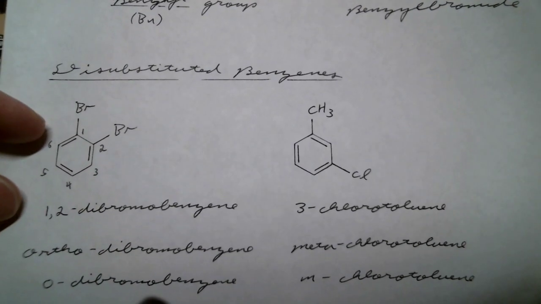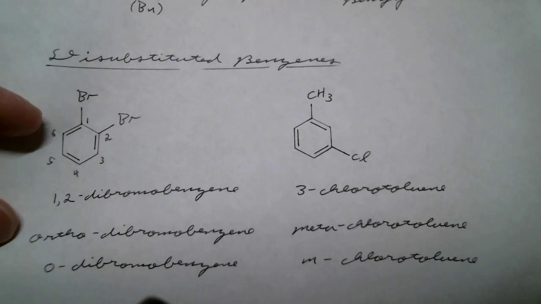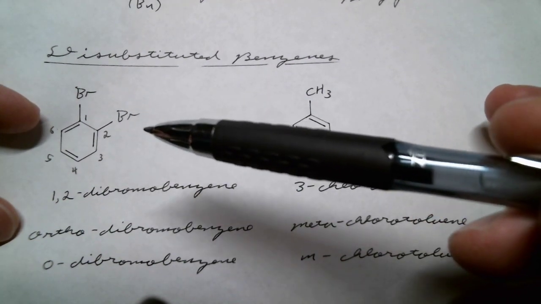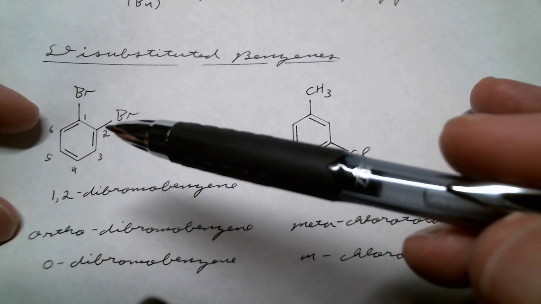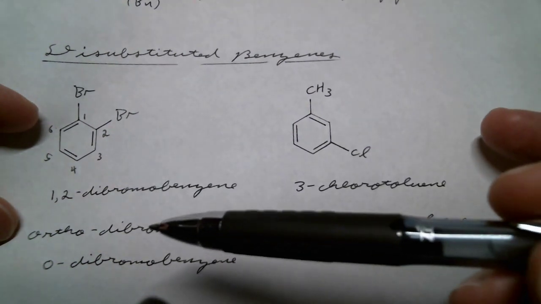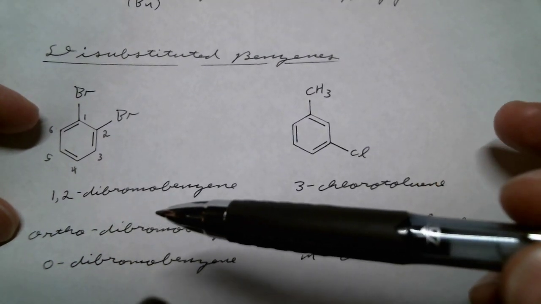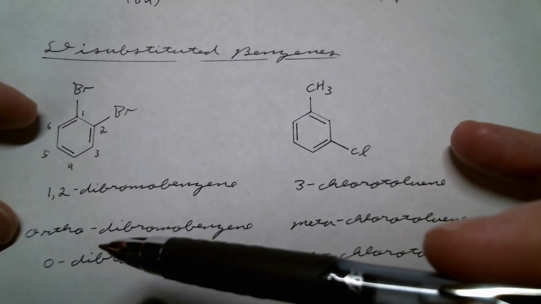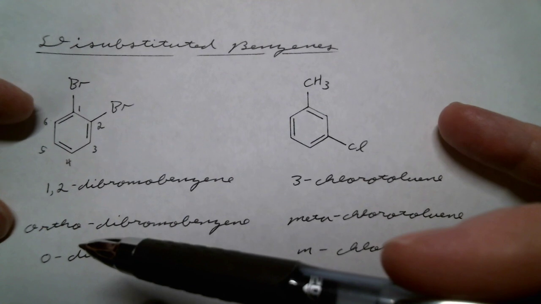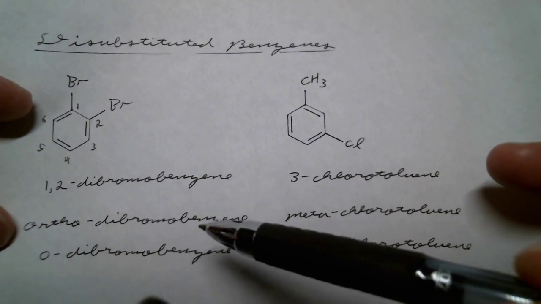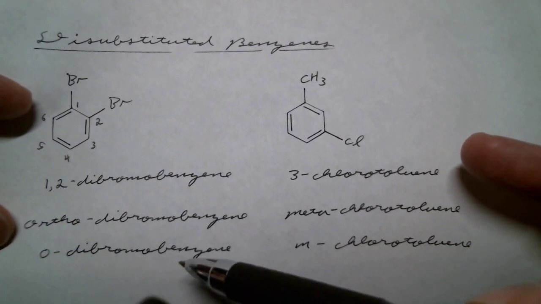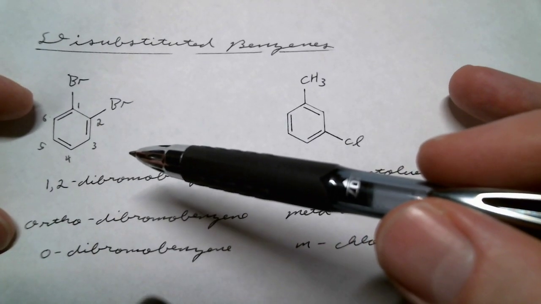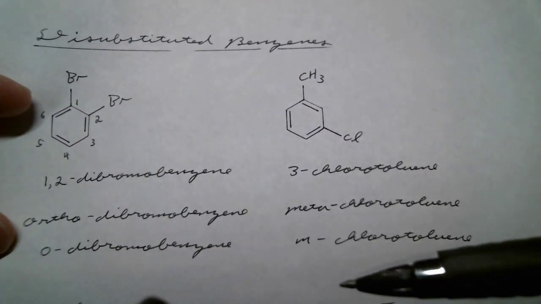How about disubstituted benzenes? Now we're adding a couple of groups. In this specific example, we have two bromine groups, and they're attached at relative positions of 1 and 2. So you could name it 1,2-dibromobenzene, but we have another name for this kind of substitution pattern on a benzene ring. We would call this ortho-dibromobenzene, or o-dibromobenzene. So the ortho denotes a 1,2 relative substitution pattern on an aromatic ring.